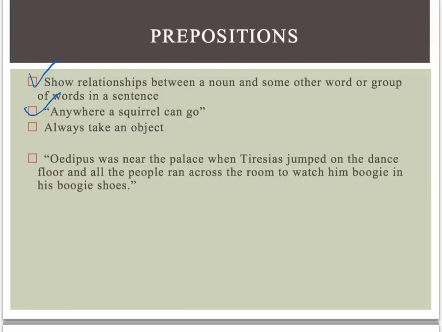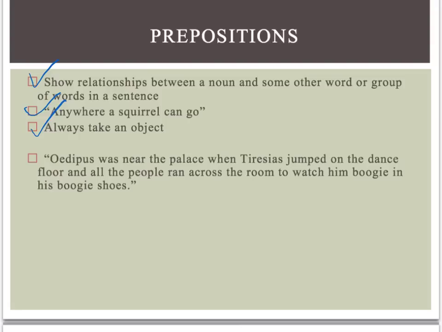One of the main things that's going to help you with prepositions is to understand that prepositions always take an object. You never have a preposition by itself in a sentence. A preposition is always going to be paired with a noun. So when we use language like, where are you at? We're actually speaking incorrectly. That preposition at needs an object to complete it.